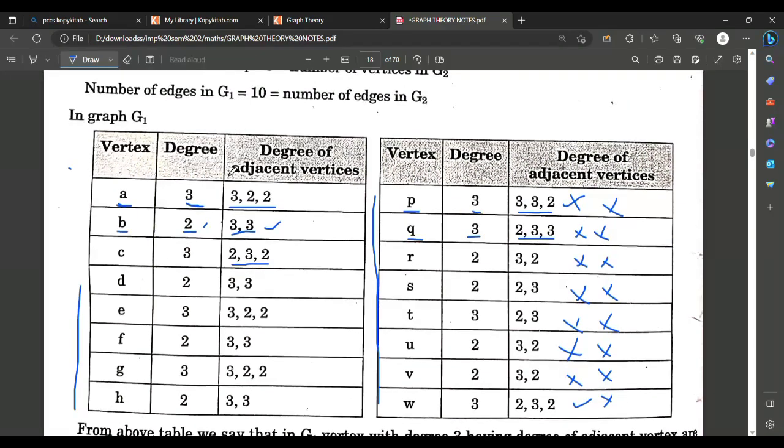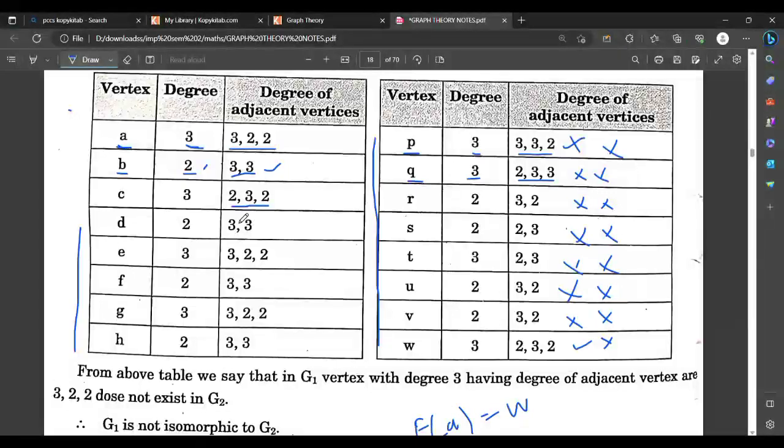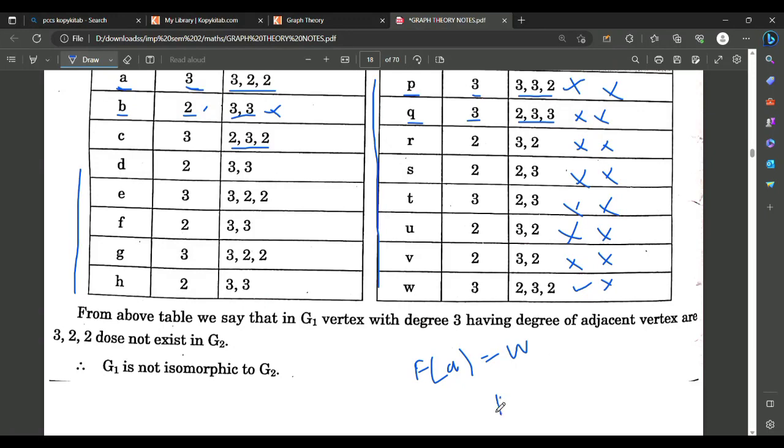Now we will check for the next. Here it is not equal to, that is f of b is not equal to any vertex in G2.